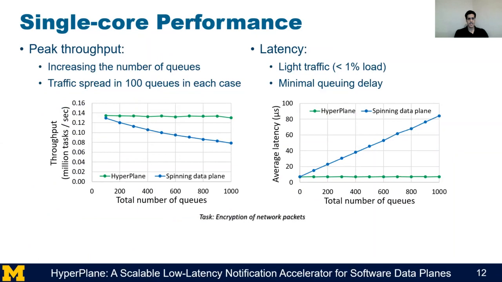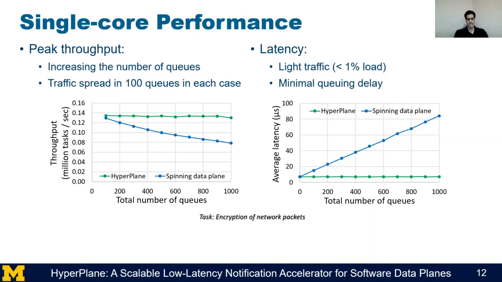Let's first compare the single-core performance of HyperPlane and the spin-polling-based data plane at a varying number of queues. As for the peak throughput, we consider traffic which is concentrated in 100 queues regardless of the total number of queues. HyperPlane does not waste CPU cycles on empty queues and avoids corresponding cache misses, which are likely at large numbers of queues. As a result, throughput is not affected by increasing the number of empty queues in HyperPlane, but it constantly decreases in the spinning data plane from the left to the right of the chart.